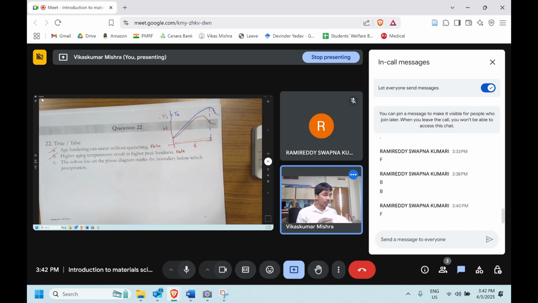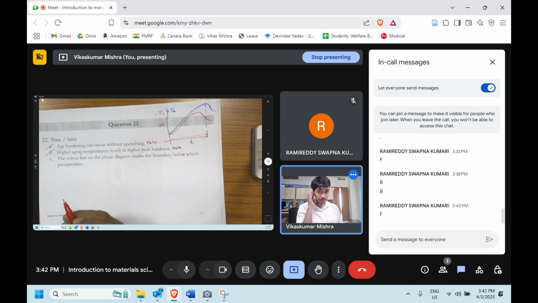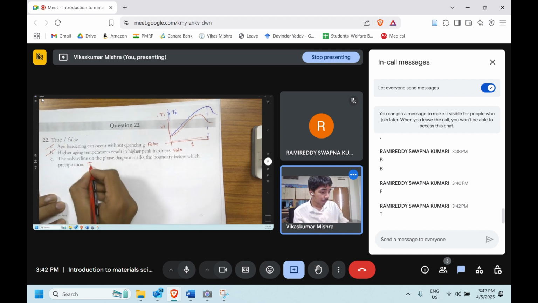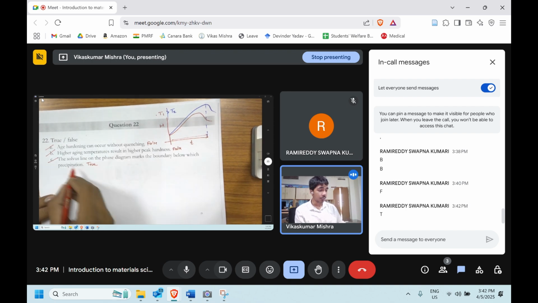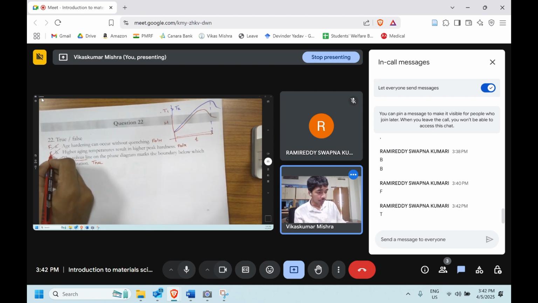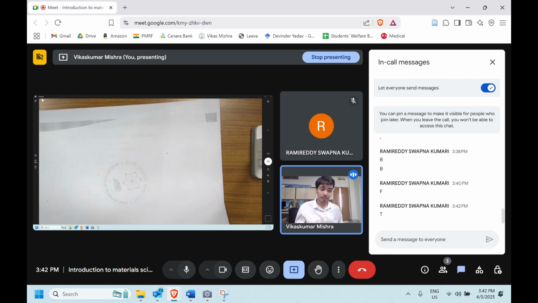The solvus line on the phase diagram marks the boundary below which precipitation occurs. It's true, very good. Below this particular temperature, below the solvus line, if you quench, you will get the precipitation. So false and true. If any doubt, let me know. Okay, and let's move ahead to question number 23.